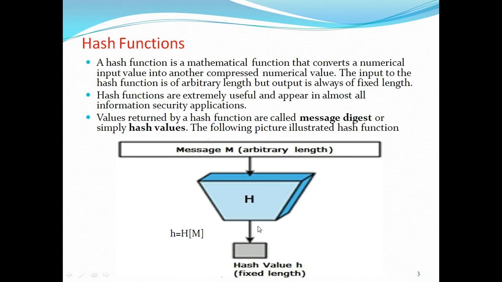Now look into the figure, everyone. Here M is the message, H is the hash function, and small h is the hash value. So the equation is small h equals capital H of M. That means the hash function is applied on the given input message, and you get the hash code, that means a fixed length hash value. So this is a simple hash function.